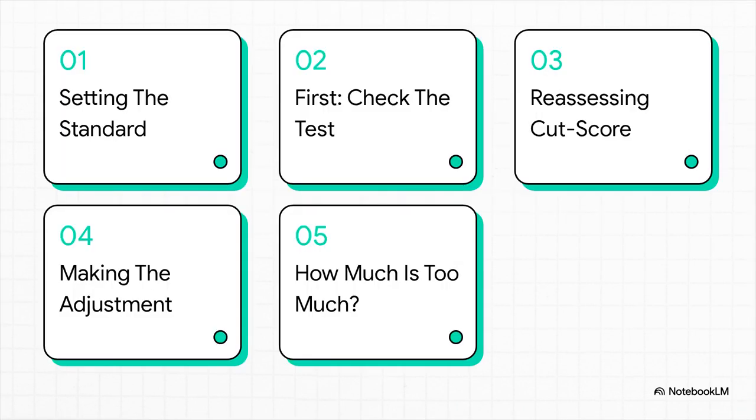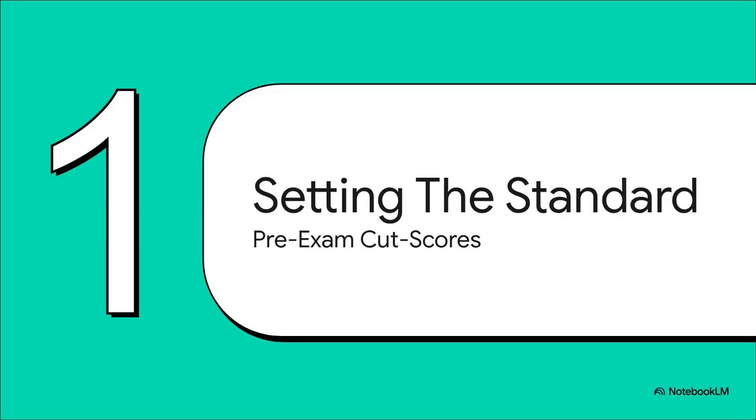So here's the game plan. We're going to follow the entire life cycle of a high-stakes exam. We'll start by setting the standard before the test. Then we'll run some post-exam quality control, reassess that cut score with real data, and finally, make a principled adjustment, all while asking that critical question: how much is too much? Okay, let's get right into it.